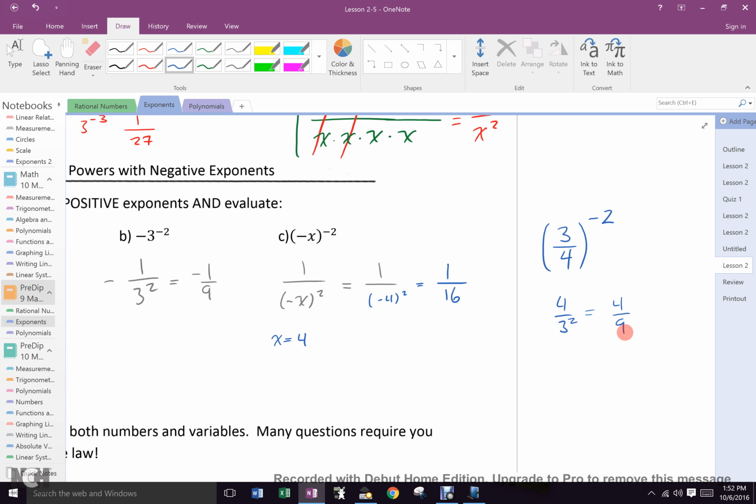Does anybody have something different? Jack. I had 9/16. My final answer was 9/16. I got that by doing 3 to the -2 and 4 to the -2. Since we can have a negative exponent, I multiplied 4 times 4 and 3 times 3 to get 9/16. Okay. So I will say Jack is warmer, but not right. Does anybody have a different answer?